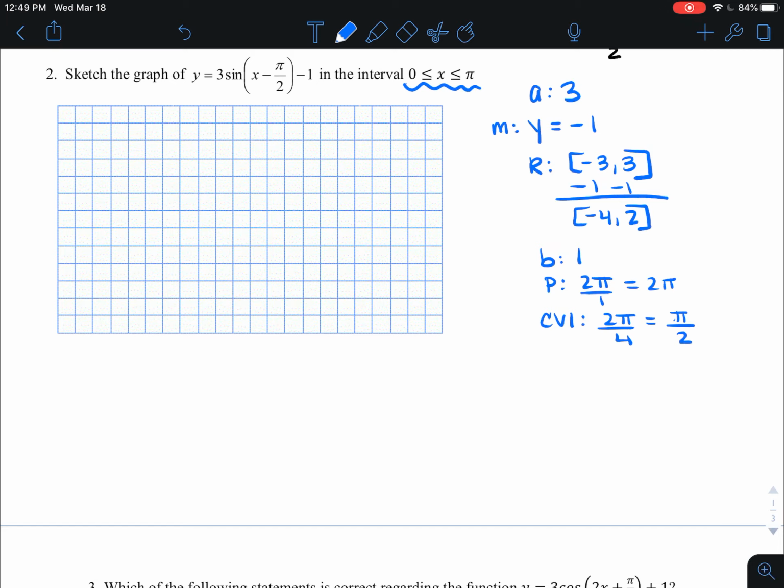And because my domain is going from 0 to pi, I'm going to label my x-axis 0, 1 pi over 2, 2 pi over 2. Well, I can stop there because that is pi. So these are the only numbers I'm going to have to put along my x-axis.